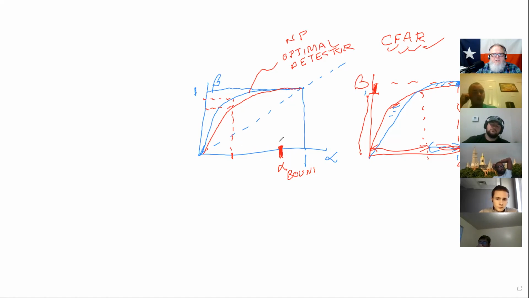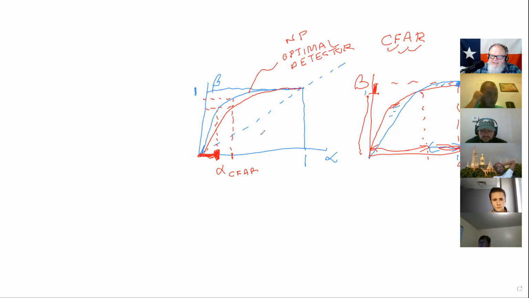I probably drew it on the wrong side. So let me draw it over here. This would be the alpha CFAR, constant false alarm rate. So you have to build your radar so that it has this constant false alarm rate or an alarm rate which is lower than that. And clearly what you would want is to design a detector that bulged more than any other detector. So that would be the competition in the design of such a radar.